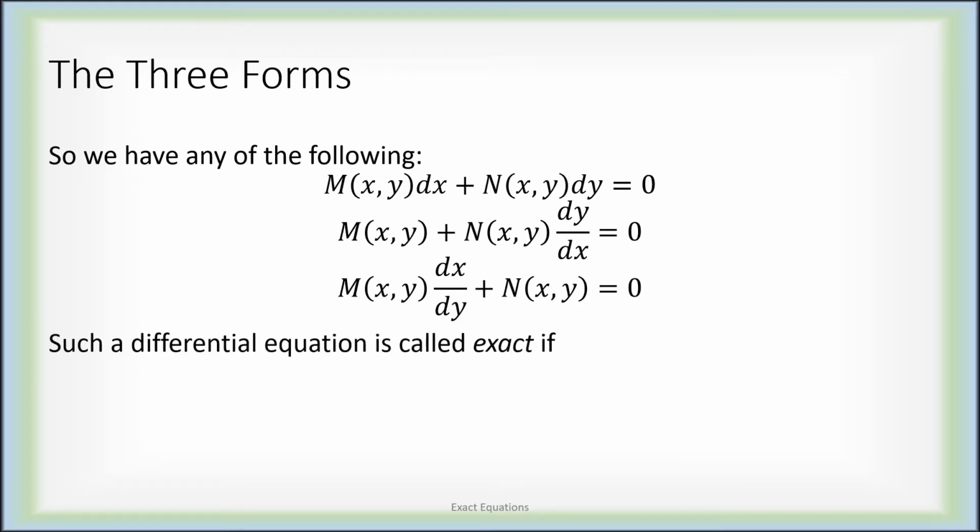Such a differential equation is going to be called exact if the derivative of M against the variable y is equal to the derivative of N against the variable x. Okay, so in this first expression here, which is how we will most often see it, you take the derivative of this function against y and the derivative of this function against x. If those two derivatives are equal, it's called exact. Now, these are partial derivatives from multivariable calculus because we do have two different variables floating around, x and y.